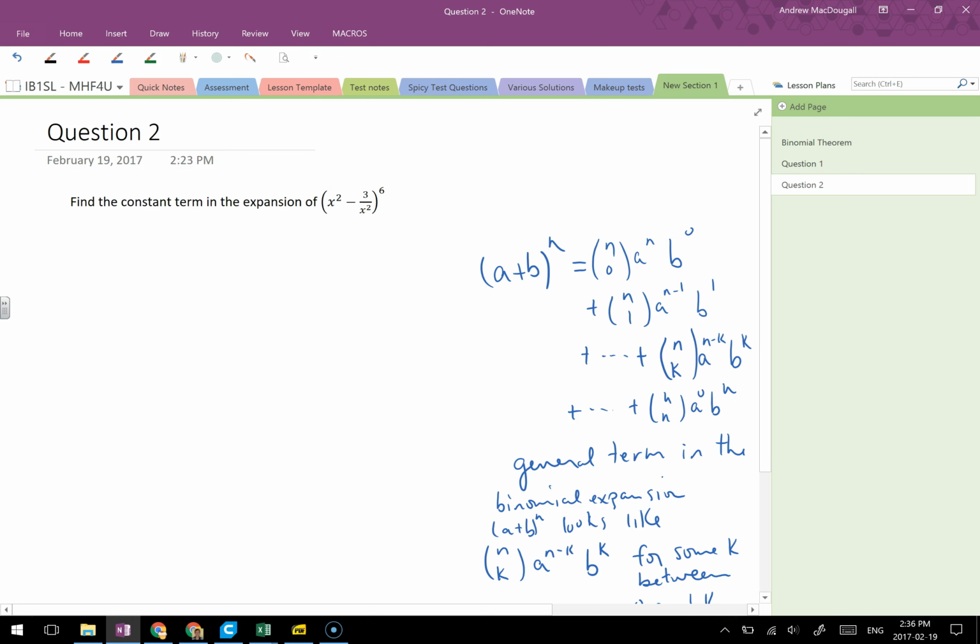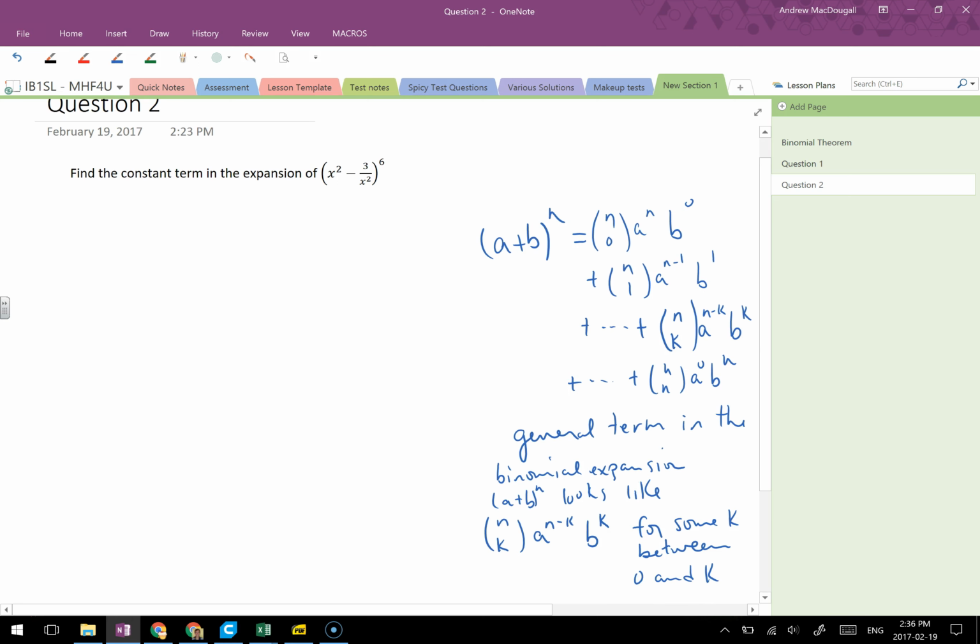So we have a formula for what each term in the expansion of (x squared minus 3 over x squared) to the 6th looks like. We just have to figure out which k value we need to plug into the formula. Okay, so let's keep this information to the side so we can reference it. And I'll solve this problem in green ink here. So x squared minus 3 over x squared to the 6.